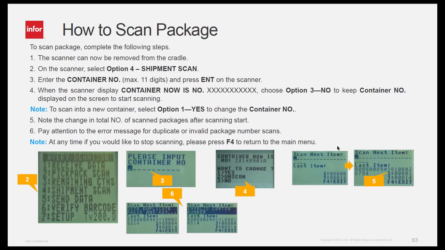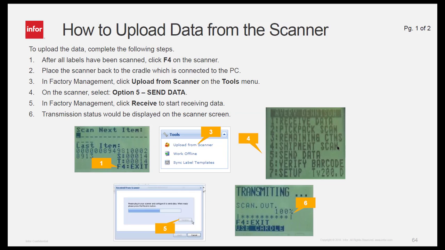Anytime that you want to complete your scanning or stop scanning, just click F4 on the main menu. Once you have scanned everything, you're going to click F4, go back to your computer, go back to that print, scan, ship module, and you will have an option under tools called upload from scanner. That's going to be on your left-hand side menu on the print, scan, ship module.